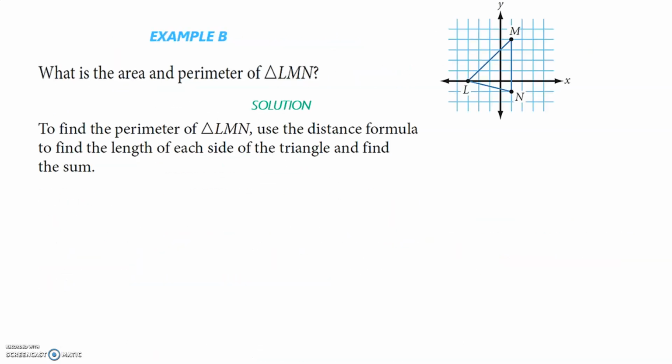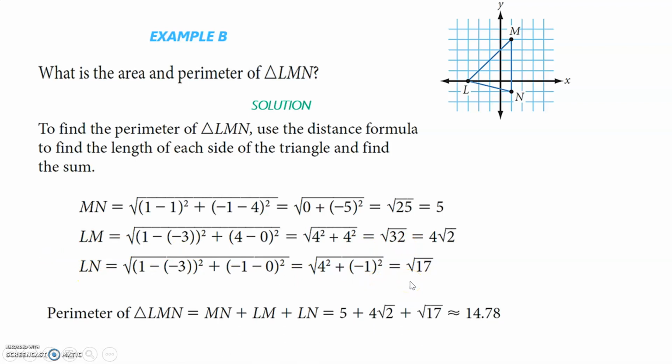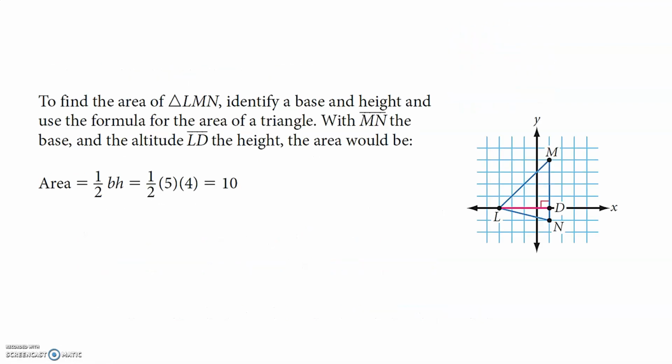What is the area and perimeter of triangle LMN? So it says to find the perimeter, you have to use the distance formula to find the length of each side of the triangle and find the sum. So there is the perimeter by adding all of these up. So this is side MN. They go through the distance formula and get a 5. LM, they get 4 square root of 2. LN, they get the square root of 17. And so when you add those all together and then put them in your calculator, you get 14.78. So that would be the perimeter.